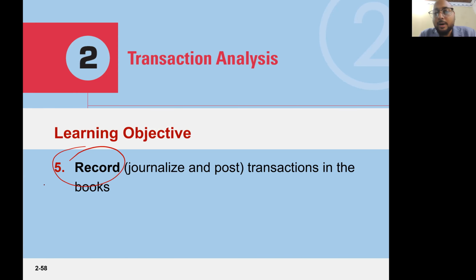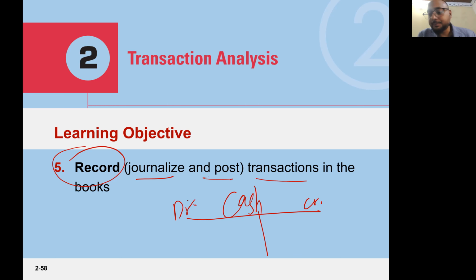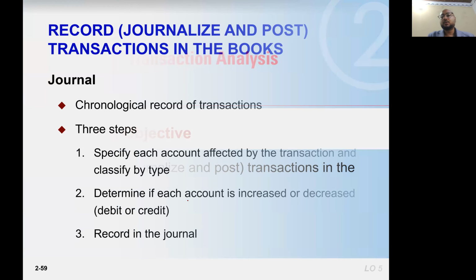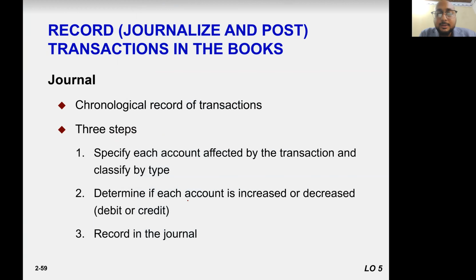Here, we record, journalize, and post transactions into the books. Books are the accounts. We denote the books like this: this is the cash book, so we write it down as a cash T account. The right hand side is called credit, the left hand side is called debit. So what is the journal? In the double entry accounting system, we call this a journal entry, which records all the daily transactions.